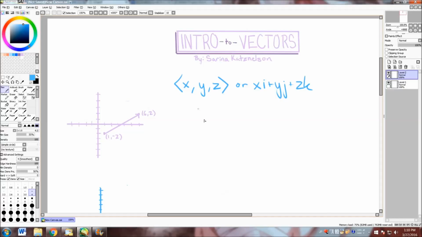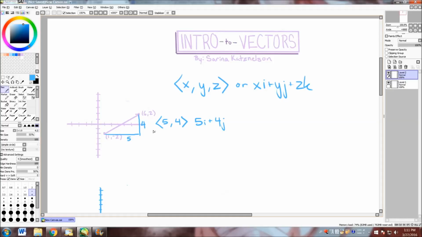Now, we can also talk about a vector in just two dimensions, x and y, like we see here. So let's try expressing this mapped vector in its component form. Let's look at the movement in the horizontal direction, from 1 to 6, which is 5. And in the vertical direction, the component is from -2 to 2, which is 4. So we can write this as ⟨5, 4⟩, or 5i plus 4j.